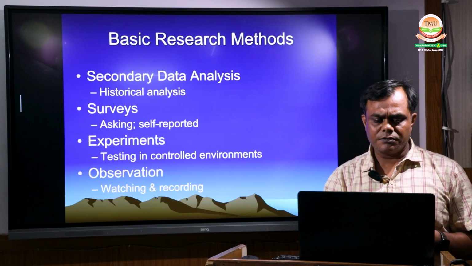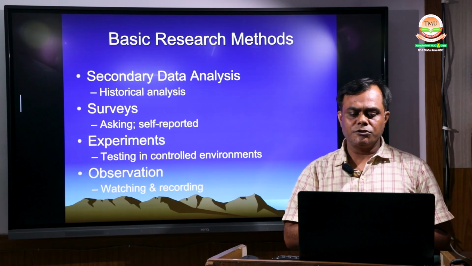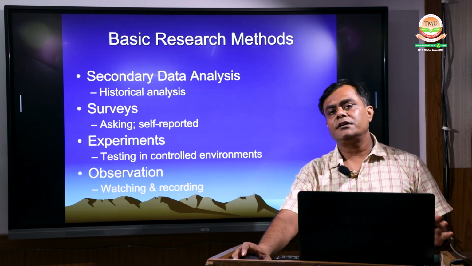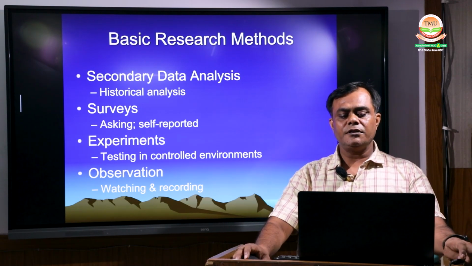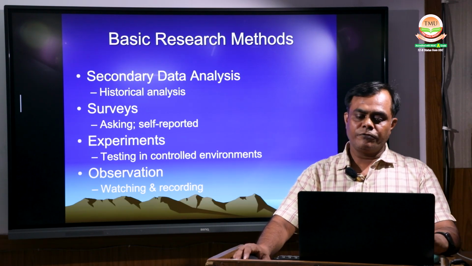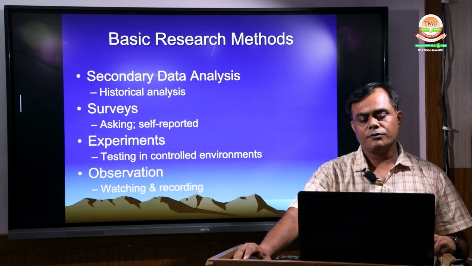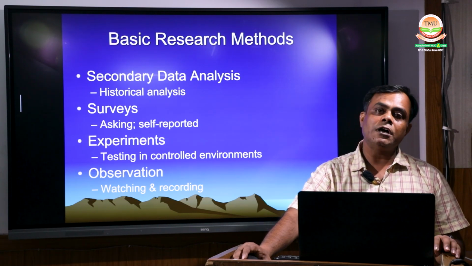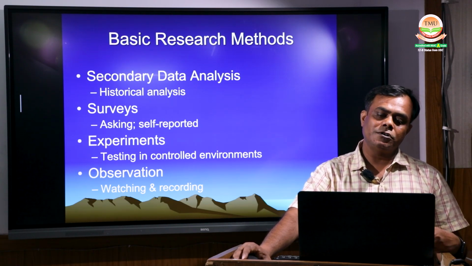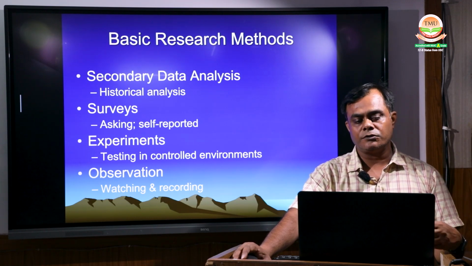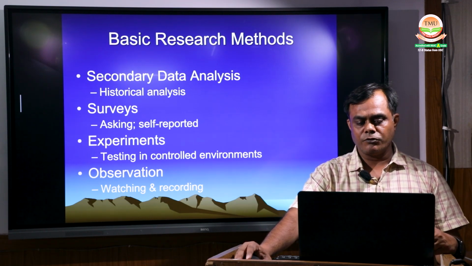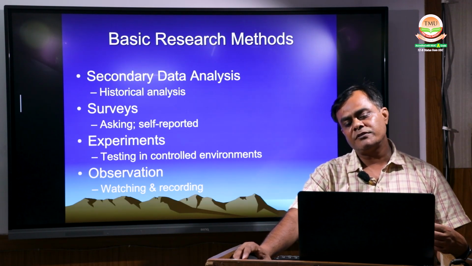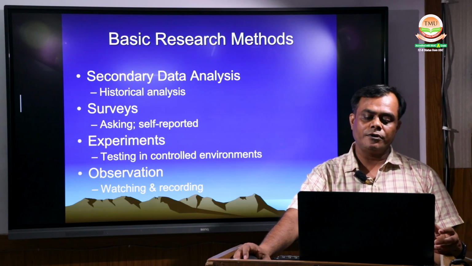For basic research methods, we use secondary data analysis, survey and experiment. Secondary data analysis is analysis of historical data. Survey is asking or self-reporting, the information we gather on a self basis. Experiment is testing in a controlled environment. When we get or test information in a controlled environment, that is called experimental research. The fourth one is observation, watching and recording the information we gather.